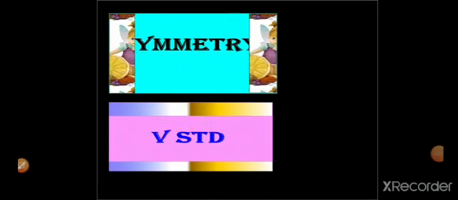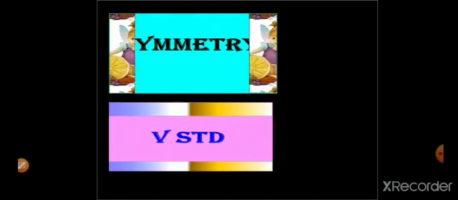Student, today we are going to start the next chapter of your mathematics book, in which we will learn about symmetry. Now let us start. What is symmetry and which objects are symmetrical?